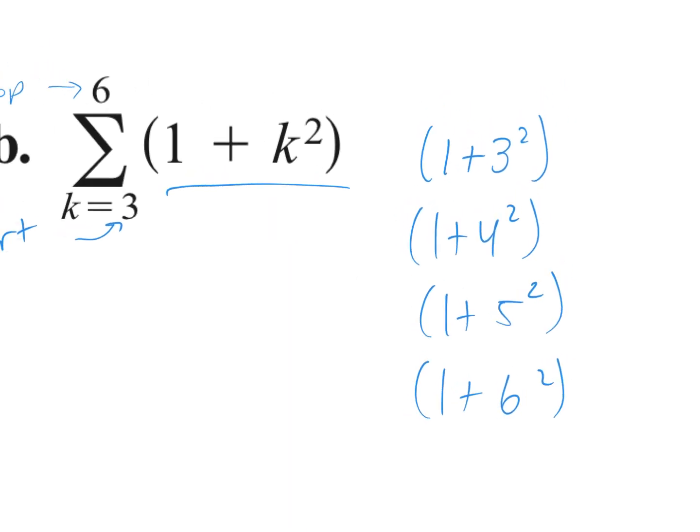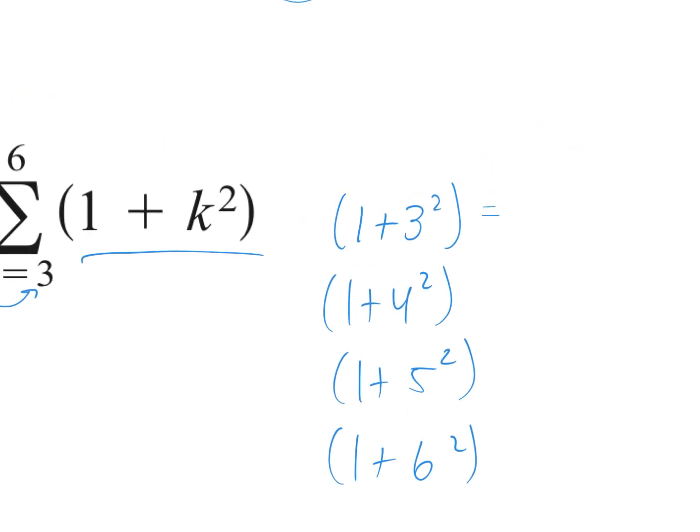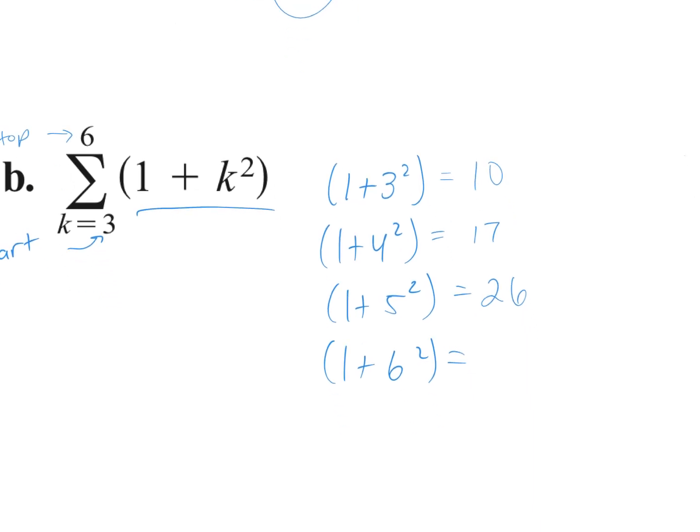Guys, be careful. That squared is inside the parentheses. So you square the number first, then add 1. So 3 squared is 9 plus 1 is 10. 4 squared is 16 plus 1 is 17. 5 squared is 25 plus 1 is 26. 6 squared is 36 plus 1 is 37. Now I find the sum of that. This is your summation, so add them together.